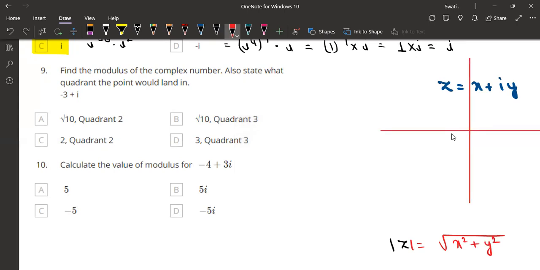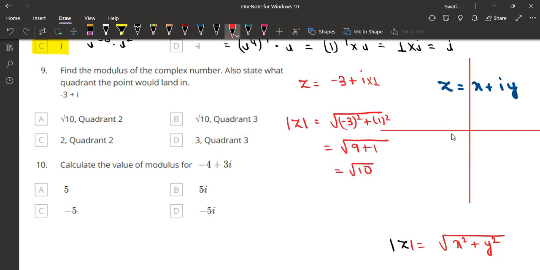So using that formula, mod z is equal to, we have been given minus 3 plus i. That means x is minus 3, so that is minus 3 square, plus y. What is y here? y is 1. So that is 1 square. Minus 3 square is 9, because minus squared will be plus, and 1 square is 1 only, so that is root over 10. So of course, option C and option D are incorrect. The correct option is either option A or option B.